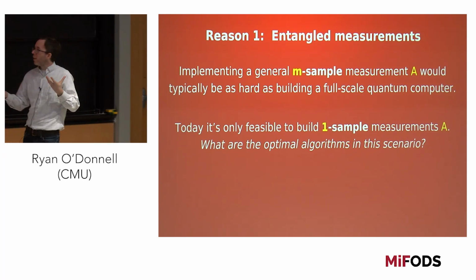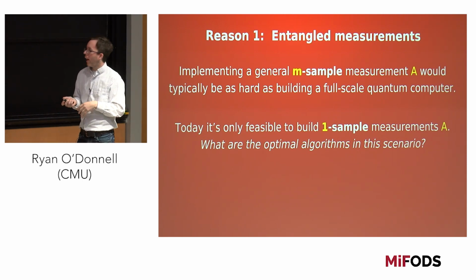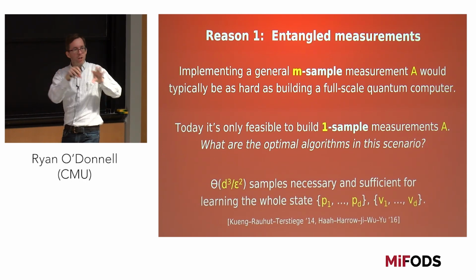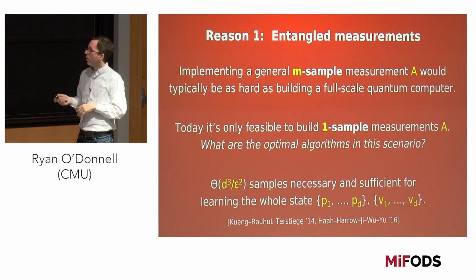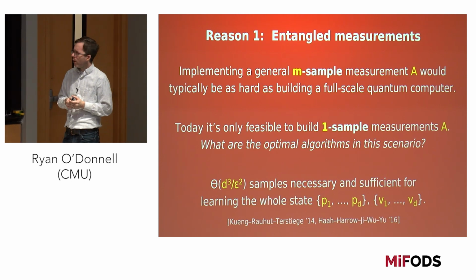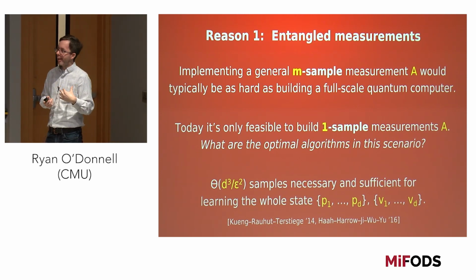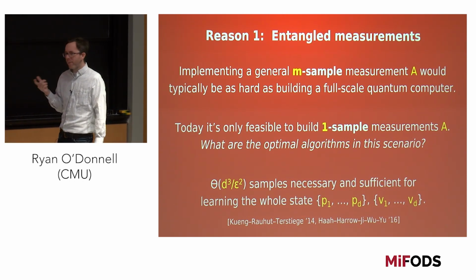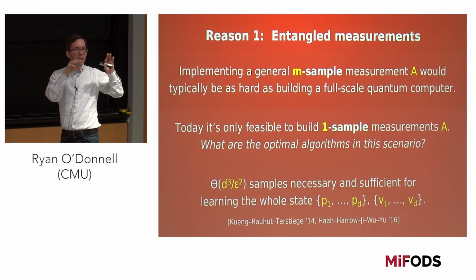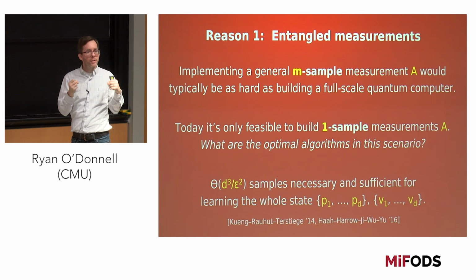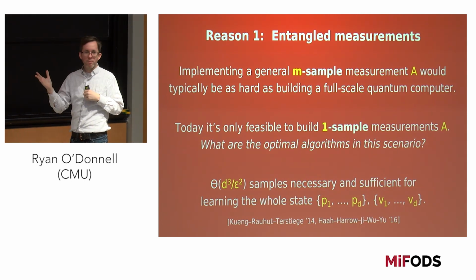For the problem of learning the whole unknown state, it's sort of understood. Quang, Rahut, and Terstigi showed that with d cubed samples, measured separately in this way, you can learn the whole state. And Ha et al., including Aram, showed that this is a lower bound also. So it's worse, but not too much worse. I think the upper bound and maybe also the lower bound involve the model where you specify in advance all m measurements you're going to do, do those measurements separately, get back some classical data, and then make your estimate.